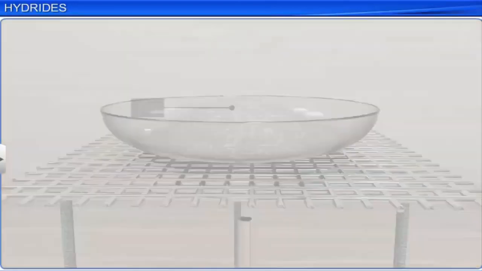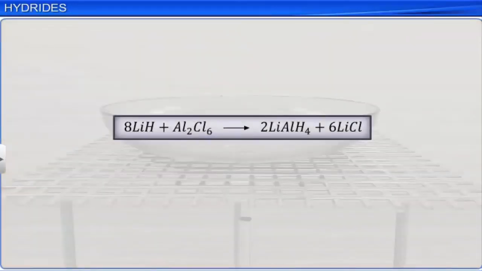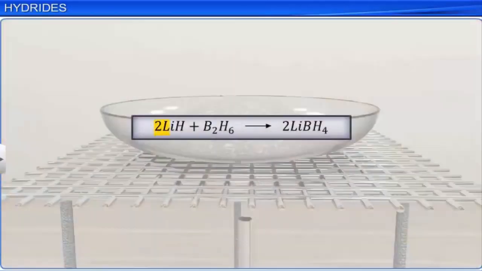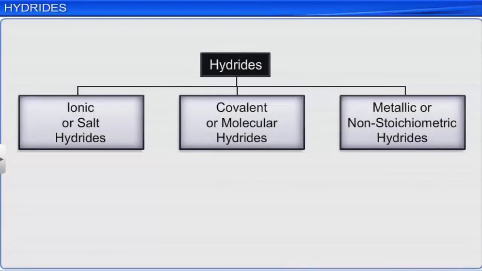The reaction that takes place is that lithium hydride reacts with aluminium chloride to give lithium aluminium hydride and lithium chloride. Lithium aluminium hydride is a powerful reducing agent and used extensively in organic chemistry. Lithium hydride also reacts with boron hydride to give lithium borohydride. The second type of hydrides are covalent or molecular hydrides.